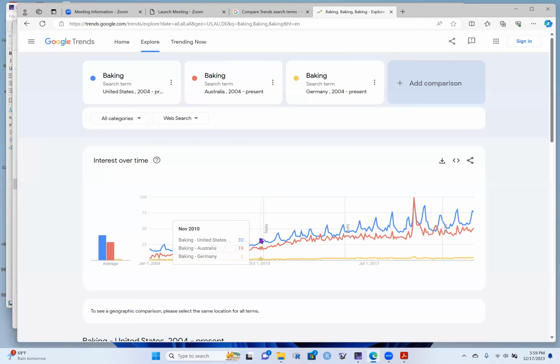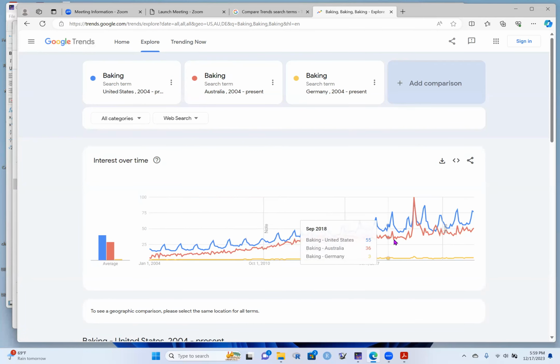November, December. So what happens in December and November in the United States? Well, it's Thanksgiving Day. It's a big baking day in the United States. And there is Christmas. Christmas baking is interesting. Baking in Christmas increases because Christmas baking is pretty popular also in the United States.